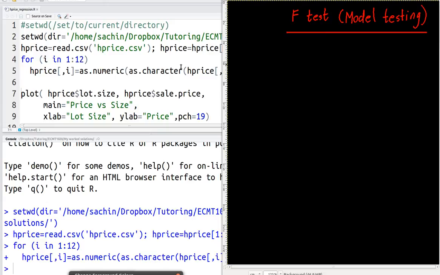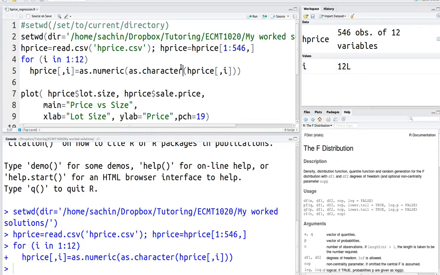In this video, I'm going to be showing you how to run F tests. I will be doing this in R, but that's really besides the point. I'm just trying to show you how to do a proper hypothesis test after you run a regression model. Okay, so I've imported a house price data set.